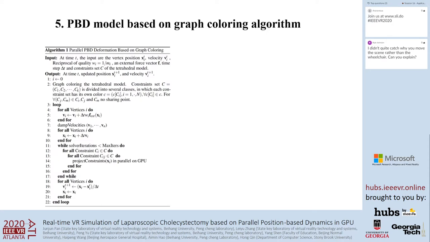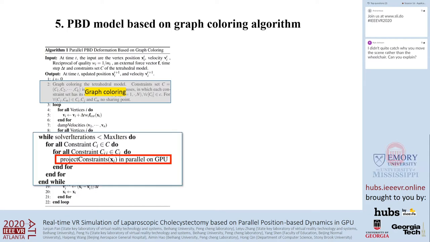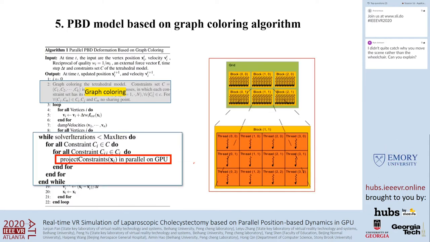The parallel PBD based on graph coloring in our paper is described as algorithm 1. For graph coloring, line 2 in algorithm 1, we implement coloring partition based on the random graph coloring algorithm. The constraints are solved on GPU.